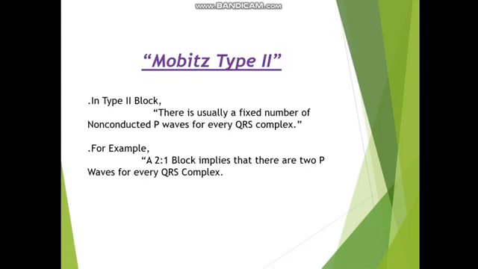Mobitz type 2: in a type 2 block, there is usually a fixed number of non-conducted P waves for every QRS complex. For example, a 2-to-1 block implies that there are 2 P waves for every QRS complex.